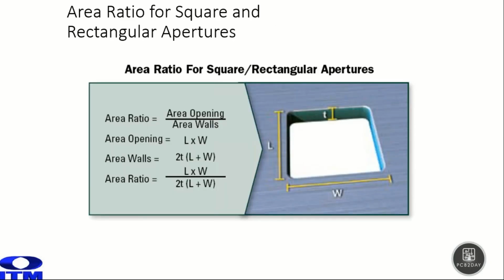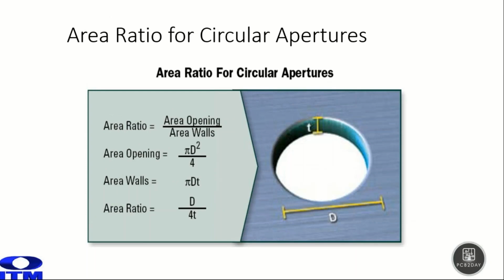So here's what that looks like. We have the area of the opening, length times width, and we divide that by the area of the walls, which is where the thickness of the stencil comes in, versus, of course, the area with length and width. We calculate that out, and as long as we're greater than 0.66, we're going to get good transfer efficiency. And this is what it looks like for a round aperture, for those of us who like round apertures. Of course, it's just basic geometry.